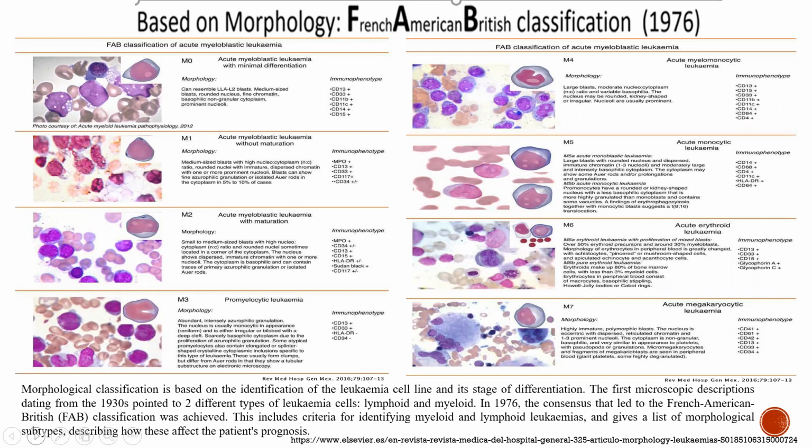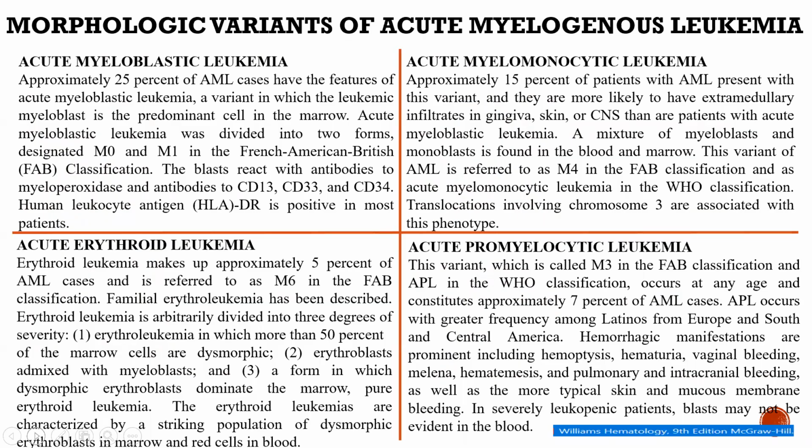It includes criteria for identifying myeloid and lymphoid leukemia and gives a list of morphological subtypes describing how this affects the patient's prognosis. So if we are talking about acute myeloblastic leukemia, we can divide it into 7 types, represented by the numbers from M0 to M7. So let's talk more precisely about them.